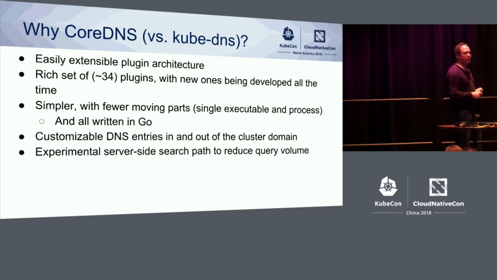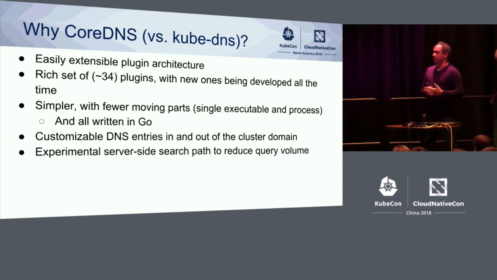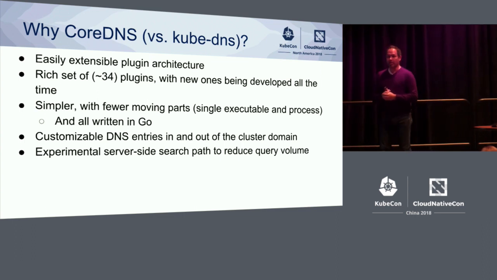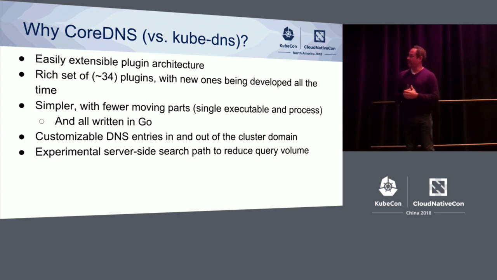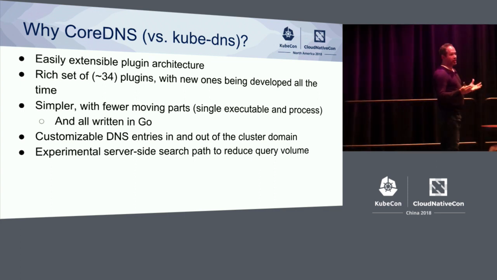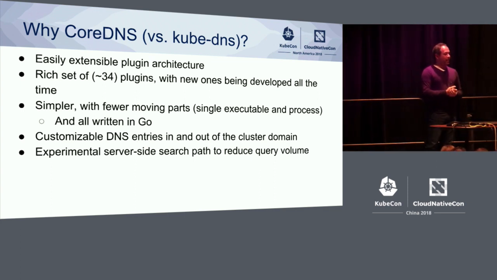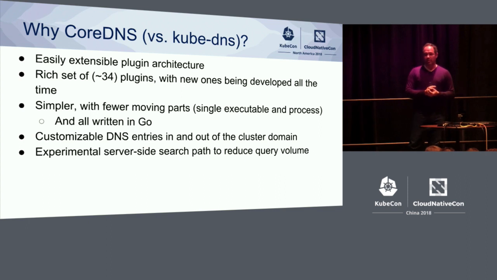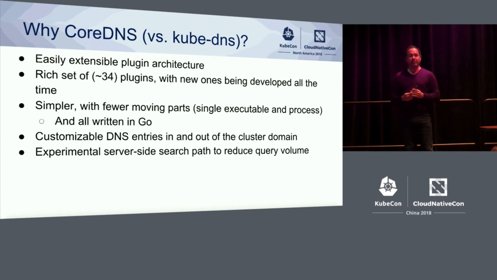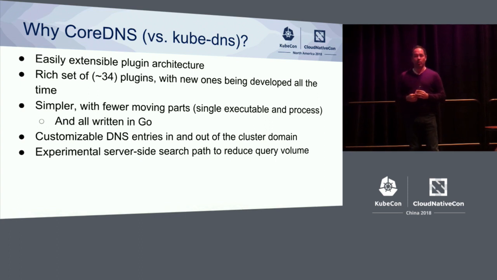So you may be asking yourself, why CoreDNS versus the old kubeDNS? And there are a number of reasons. One is that plugin architecture that allows you to extend it very, very easily. The rich set of plugins, the rich ecosystem that's available to you, about 34 plugins as of this date, and new ones being developed all the time. It's simpler. It has many fewer moving parts than the old kubeDNS did.